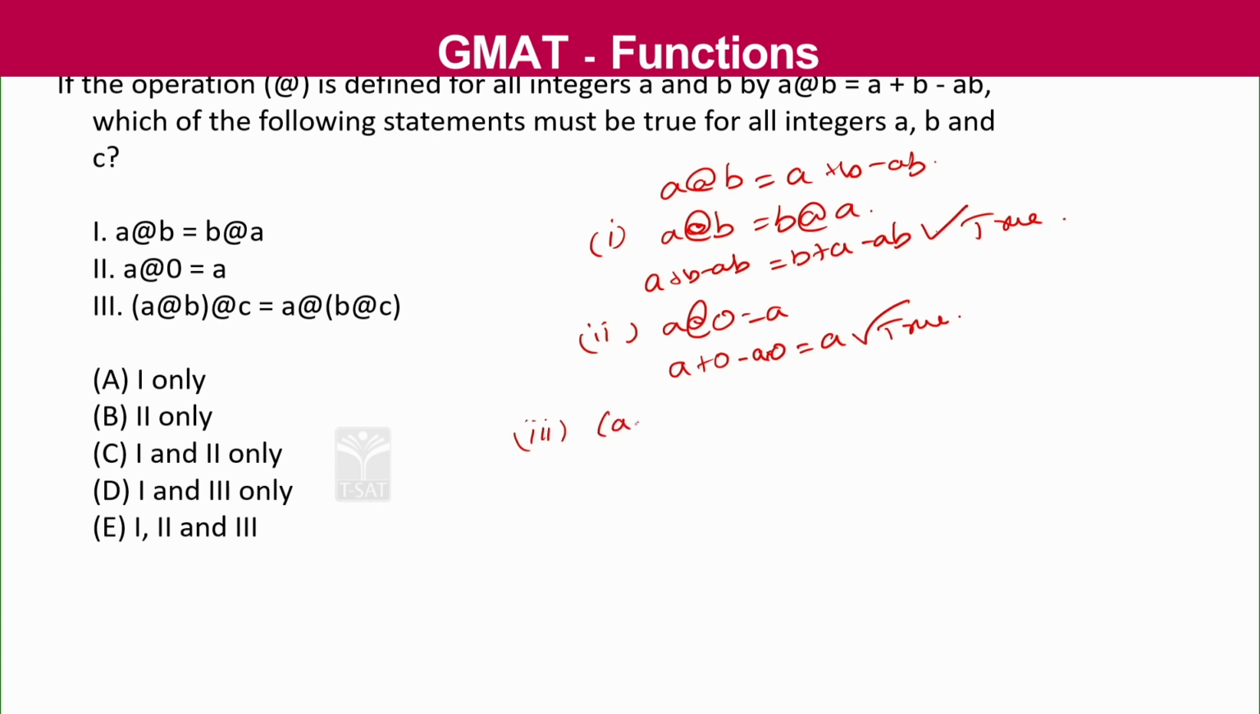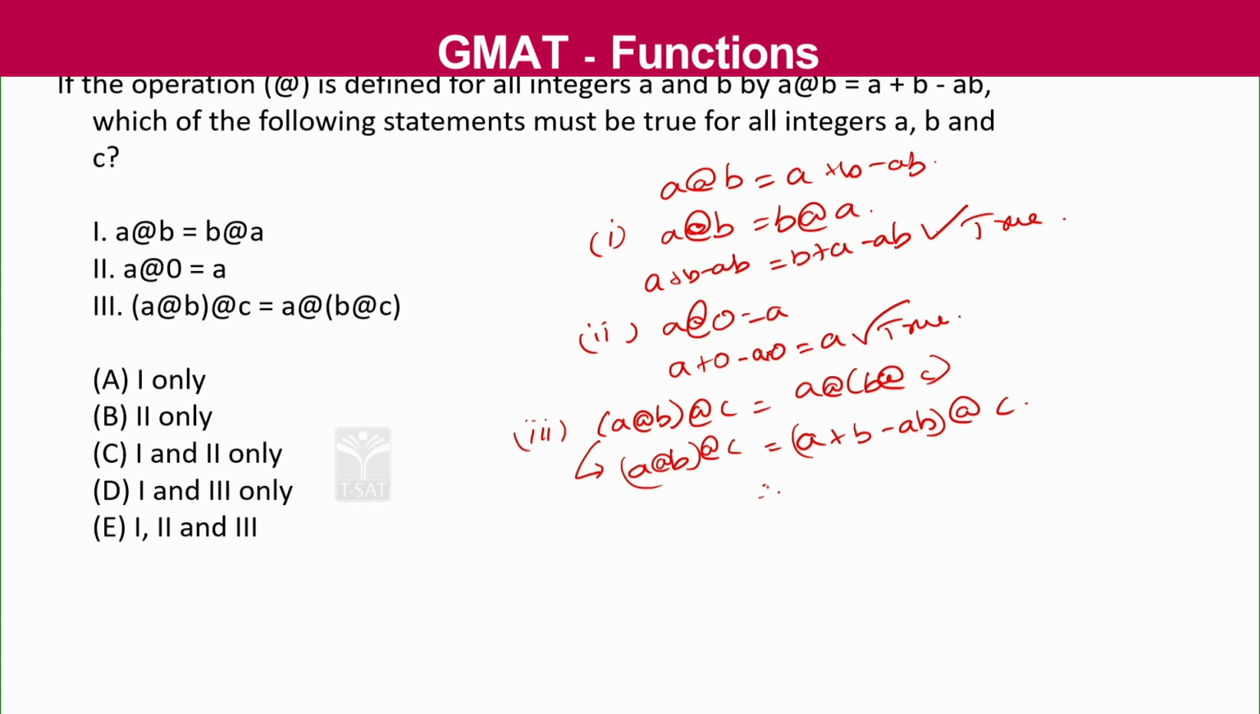We have (a @ b) @ c, which is equal to a @ (b @ c). So, it is a bit complicated, so let's separate it. (a @ b) @ c is equal to (a + b - ab) @ c.